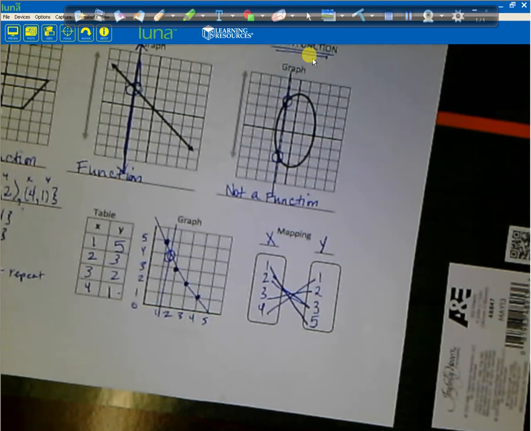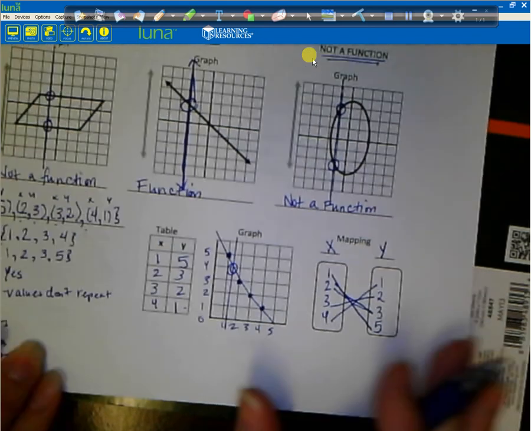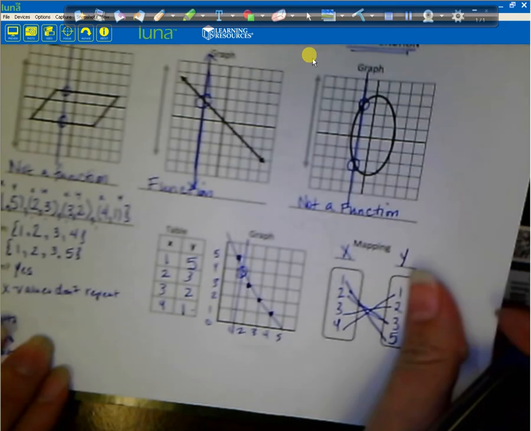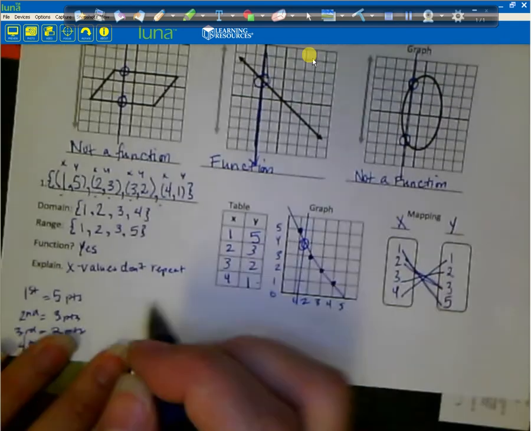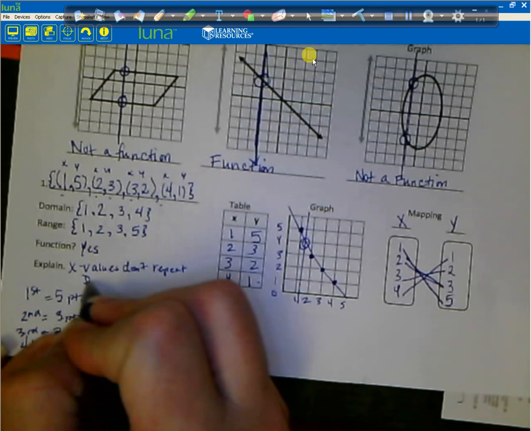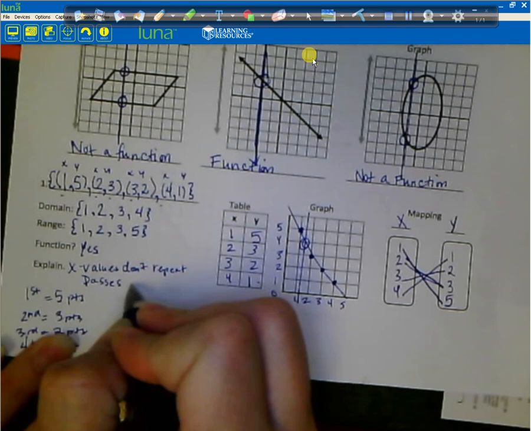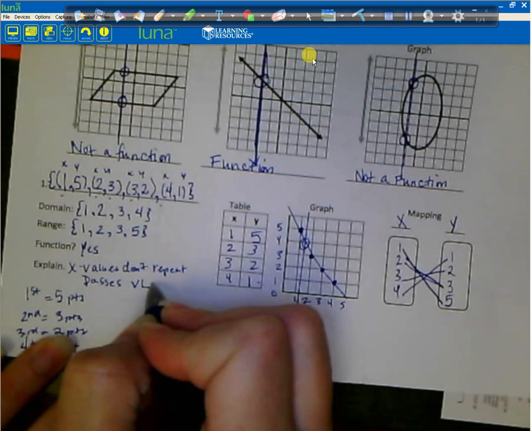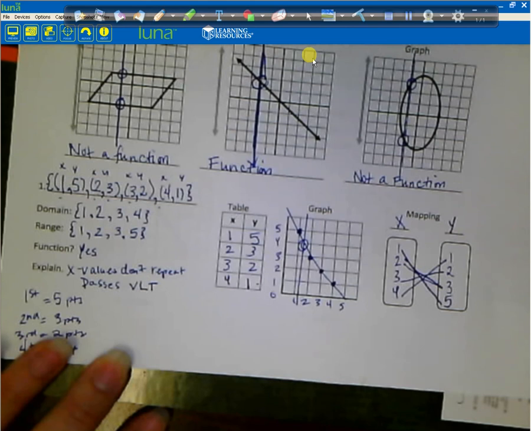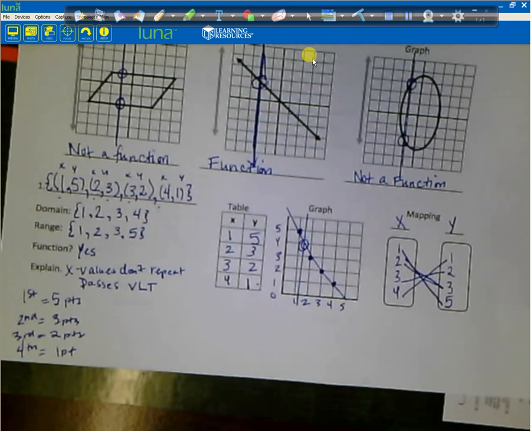So we can also come back to our explanation here as to why this is a function, and we can say that it also passes. We call this the VLT. It's a whole lot easier to write VLT than it is to write out vertical line test. So we abbreviate vertical line test and say this is the VLT. So it passes the VLT.